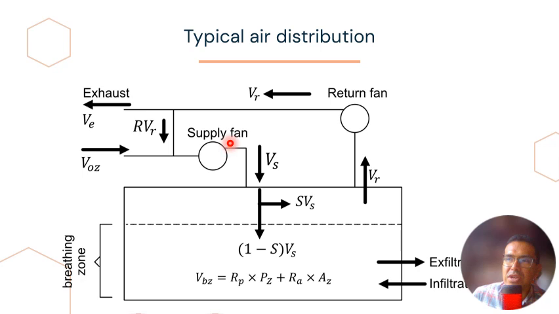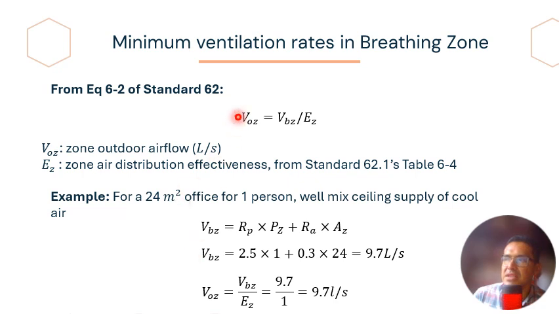But as we were talking about, what is important for us is the outdoor air. So there is going to be a relationship between the outdoor air that is entering into the zone and the ventilation of the breathing zone. We see here that these two different values are related by this effectiveness. We can also get the effectiveness depending on the type of room, and this effectiveness is also in the standard 62.1 for the recommended values.